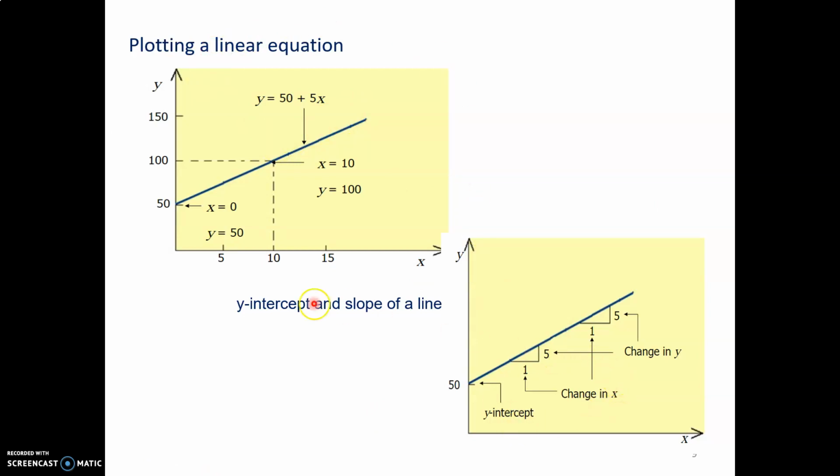The next one is the y-intercept and slope of a line. Here are the same x and y values. Here the y-intercept, and the change in x. Next, the change in y, the y variable. The first one is the linear equation diagram. The second graph is the y-intercept and slope of a line.